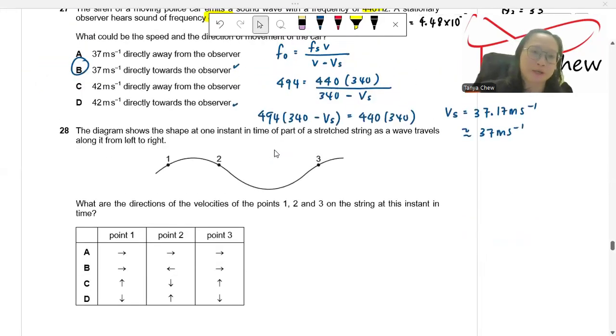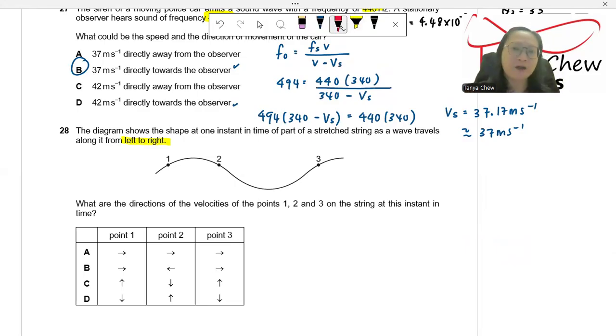Question number 28. The diagram shows the shape at one instant in time of part of a stretched string as a wave travels along it from left to right. Oh, this is very important because the wave is traveling from left to right. What are the directions of the velocities of the points 1, 2, 3 on the string at this instant in time? This is a transverse wave.